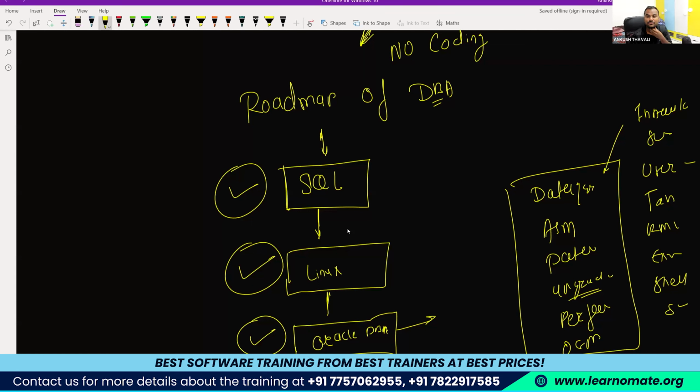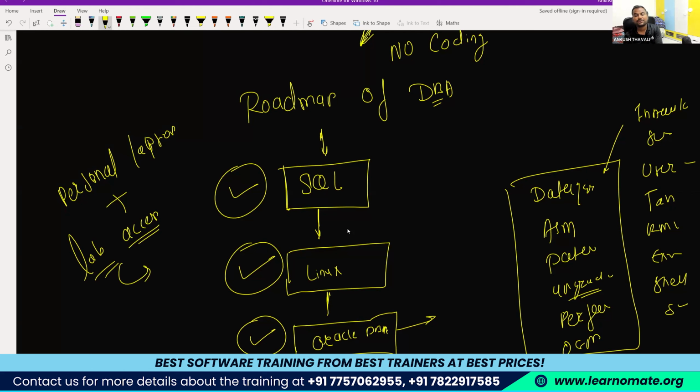Unless you make your hands dirty, you will not get the confidence. So whatever we are doing, we do it on our personal laptops also. For those who do not have enough memory or configuration on their personal laptop, we are providing lab access also. You can take remote of the lab from your laptop and do all the steps which I explain in the class. So lab access is also available.